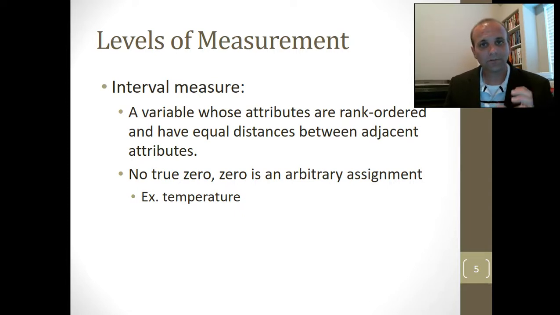But the zero, I mean, if you think of when does water freeze, in Fahrenheit it freezes at 32, and in Celsius it's at 0. There's no true zero until you use the Kelvin scale, where there's an absence of temperature. But on those two metrics, the distances are the same, but the zero is just arbitrarily assigned. Right?